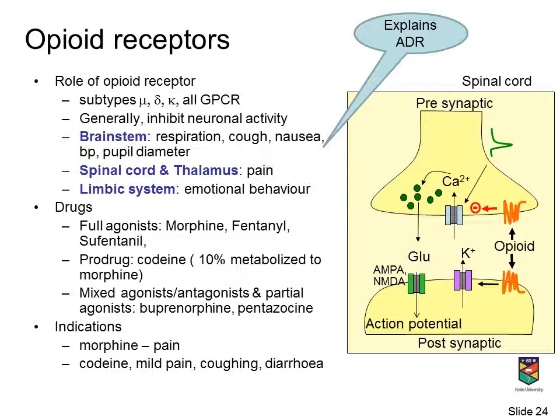So in the postsynaptic neuron, opioid receptors can activate potassium channels. And because potassium is positively charged and its concentration is high in cells, when that channel gets opened up, it causes potassium efflux, and that then causes hyperpolarization of this postsynaptic membrane. And as a consequence, it's harder for the neurotransmitter to generate an action potential because the membrane has been hyperpolarized by the potassium channel opening.